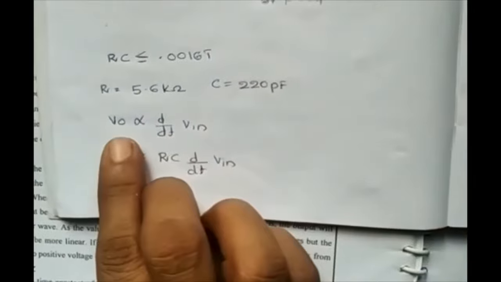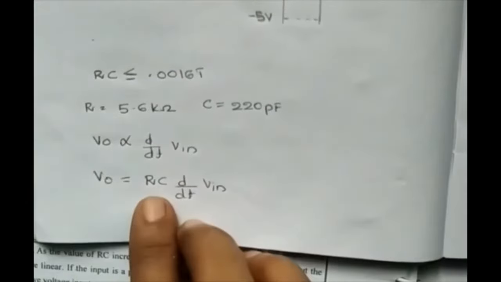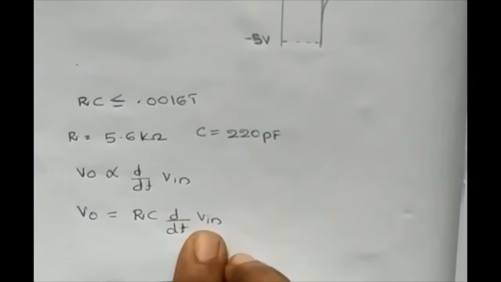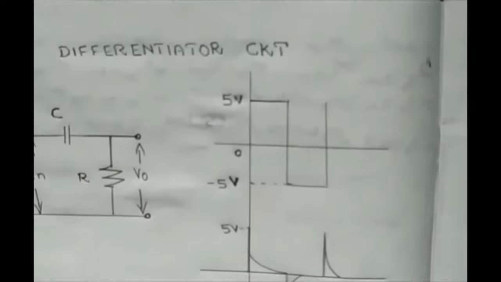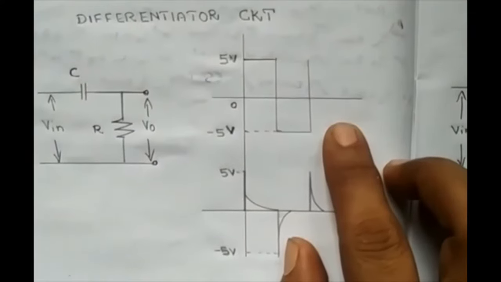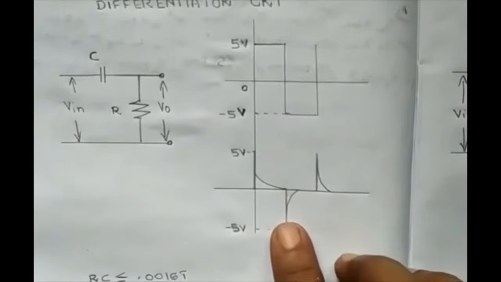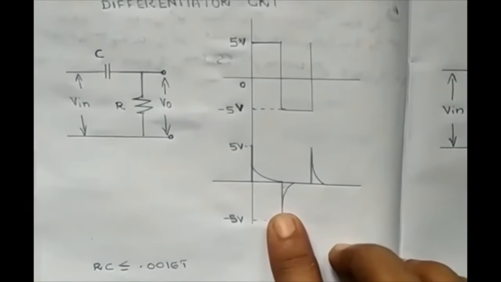In differentiator, V out is proportional to the rate of change of V in. Therefore, V out is equal to RC d by dt of V in. When we give a square wave to the differentiator circuit, we get a spike waveform as the output. How do we get a spike waveform?